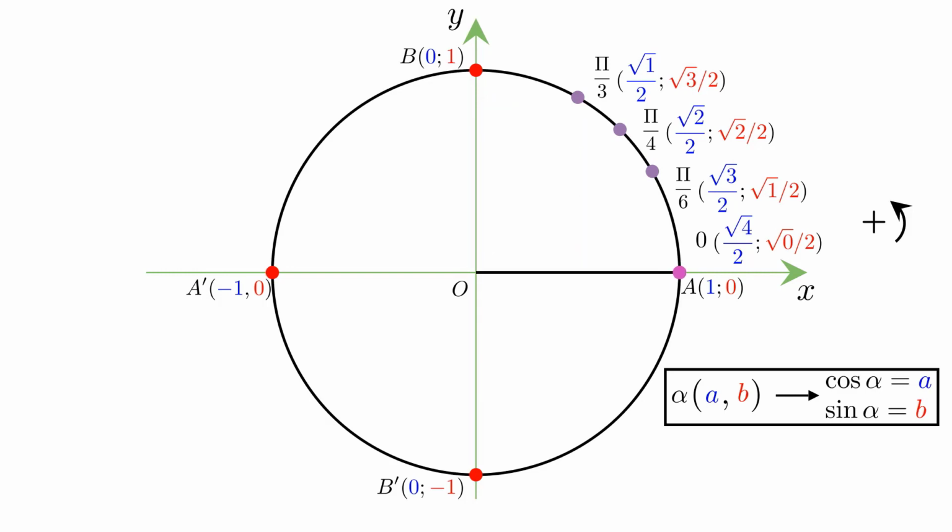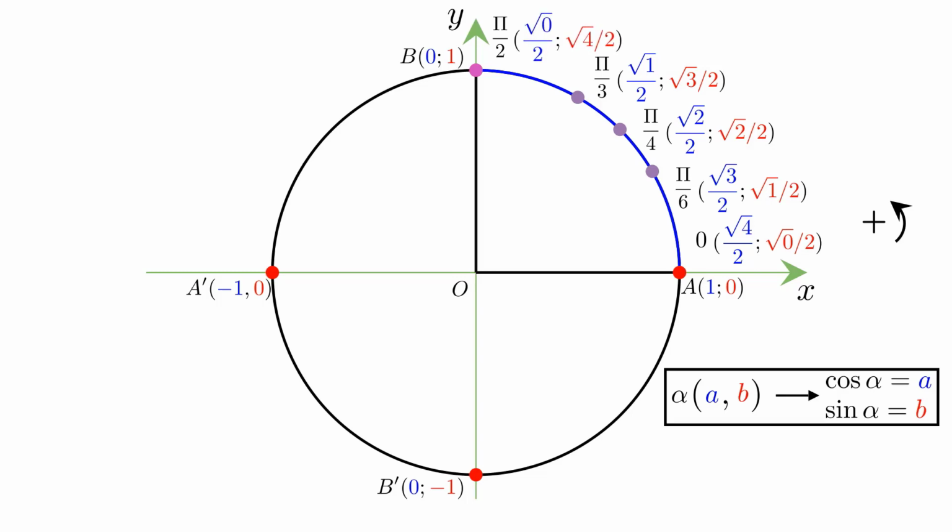And finally, we move the dot to the largest angle in the first quadrant of the circle. That is pi over 2. When the rotation angle is pi over 2, the dot has coordinates coinciding with the coordinates of point B, meaning its coordinates are 0, 1. We transform the coordinates 0, 1 and it becomes square root of 0 divided by 2, square root of 4 divided by 2.